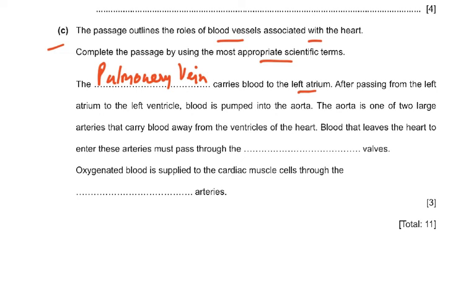After passing from the left atrium to the left ventricle, blood is pumped into the aorta. The aorta is one of the two large arteries that carry blood away from the ventricles of the heart. Blood that leaves the heart to enter these arteries must pass through the semilunar valves.